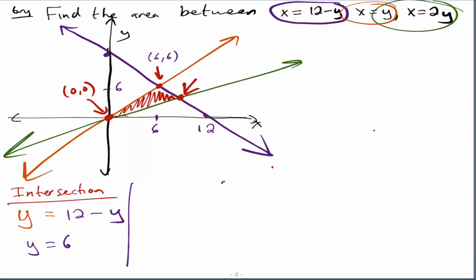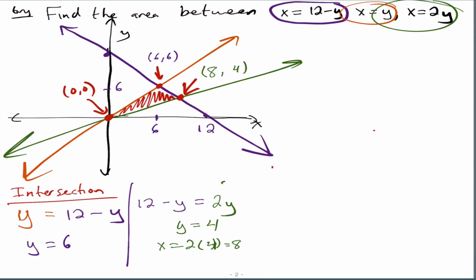Where the purple line, 12 minus y, we want to set that equal to the green line, right? 2y. So what do we get there? y equals 4. And when y equals 4, what is x in this case? 8, right? Why? Because x is equal to 2 times y, which is 8. Okay, so that's not particularly difficult. That's all fine and dandy. But we need to turn this into an integral.